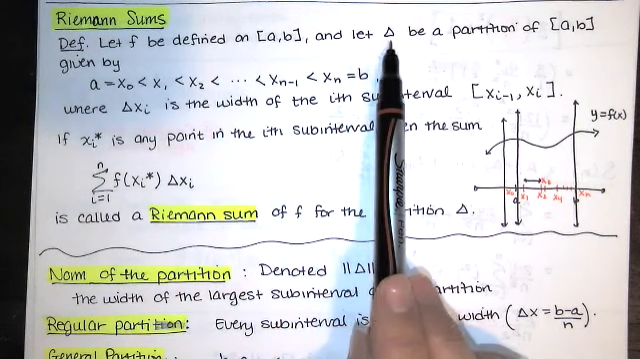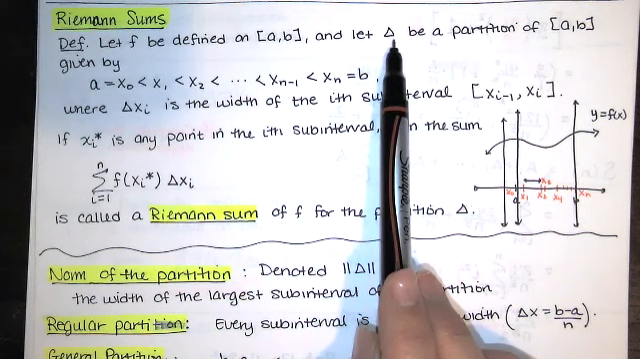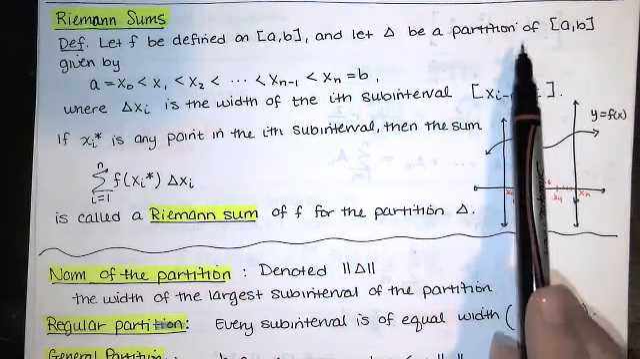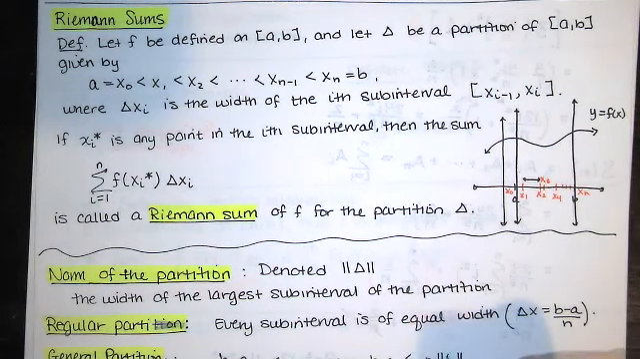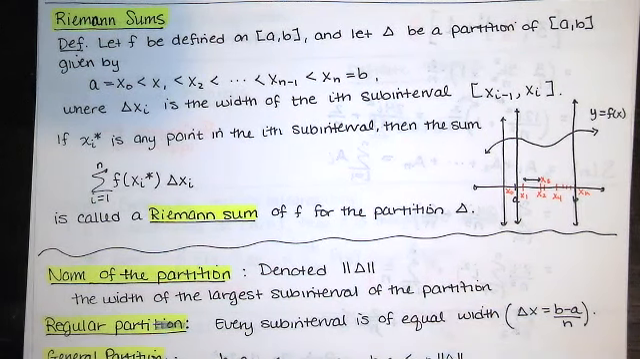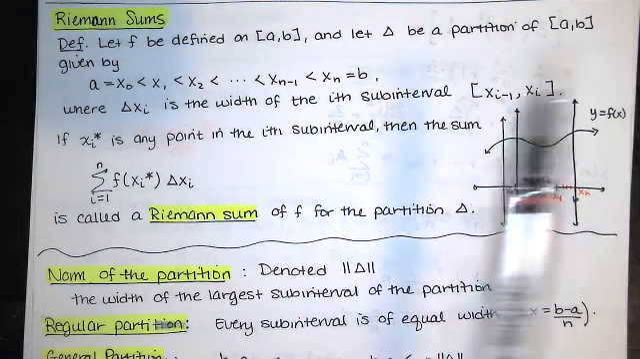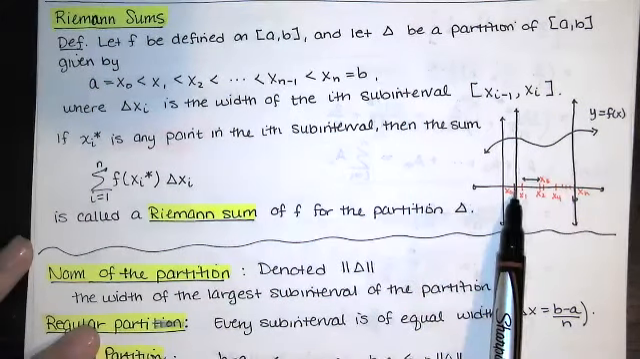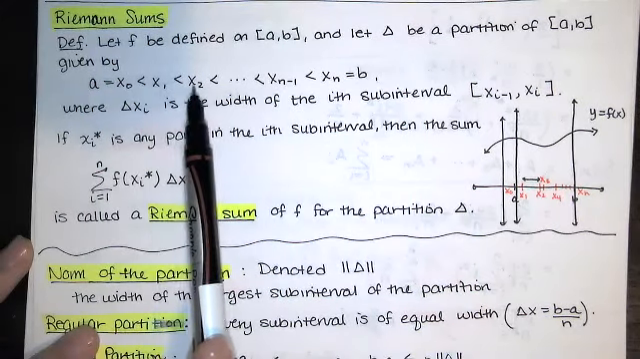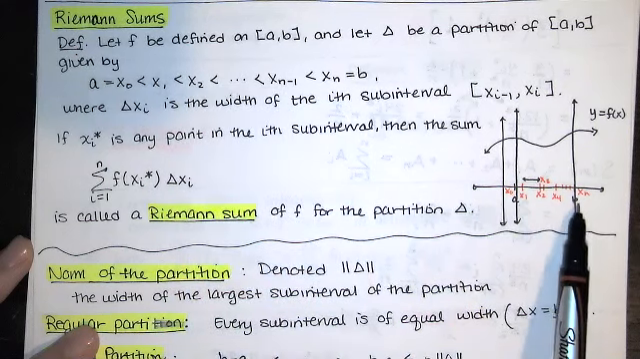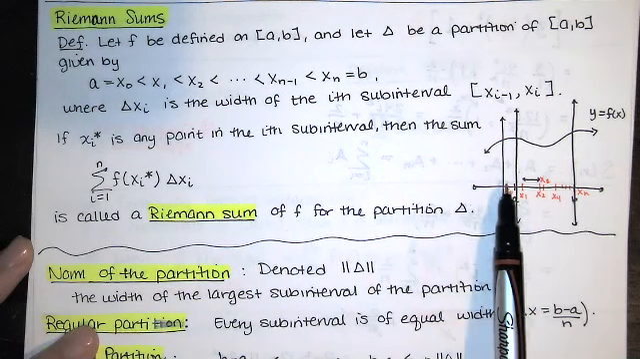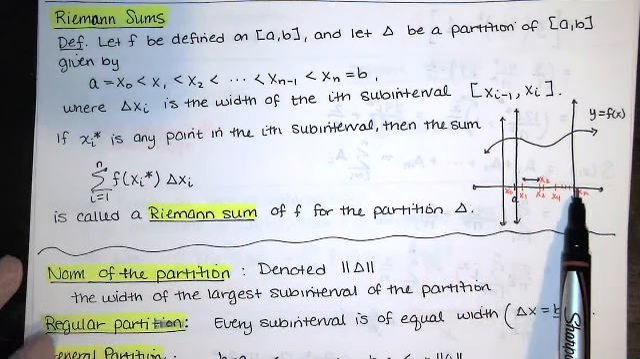Then we're going to let this delta, it looks like a little triangle, be a partition of that interval from a to b, given by this inequality. Now that looks kind of fancy, but there's nothing special going on there. x sub 0, that's just our a value. And we've got x sub 1, x sub 2, x sub 3, and so on. And then x sub n, that's our b value. So we start at x sub 0, we end at x sub n.